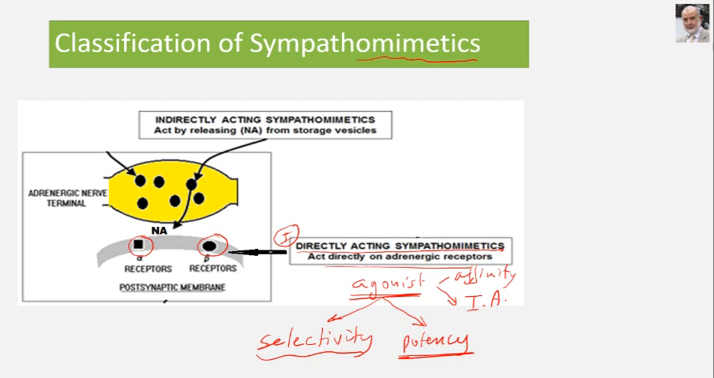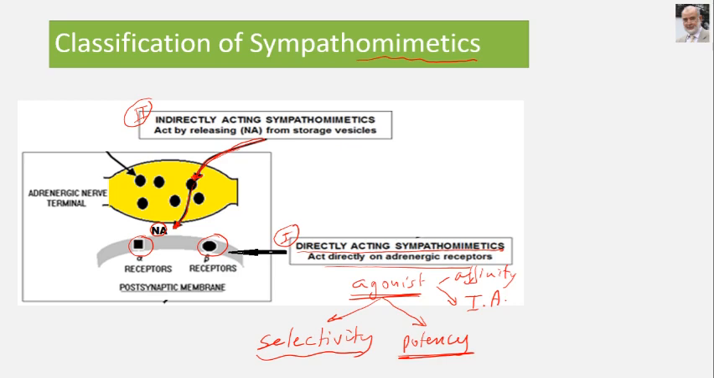The second group are known as indirectly acting sympathomimetics. Indirectly means they act through the release of noradrenaline. What they do is enter the nerve terminal, as you can see here. Once they enter the nerve terminal, they displace noradrenaline from the storage sites, causing the release of noradrenaline. Noradrenaline will act on adrenergic receptors and produce the action. So the second group, indirectly acting sympathomimetics, act indirectly through the release of noradrenaline.